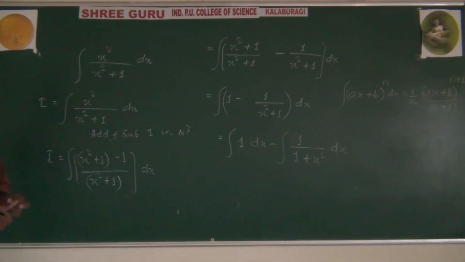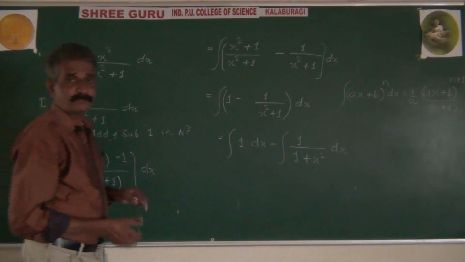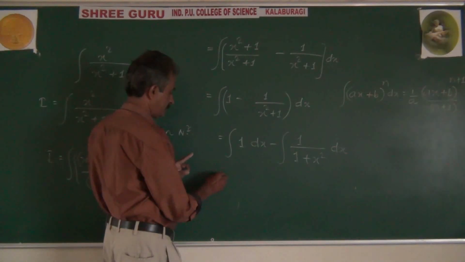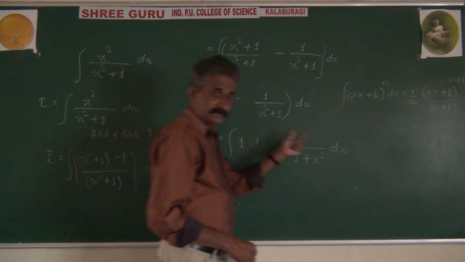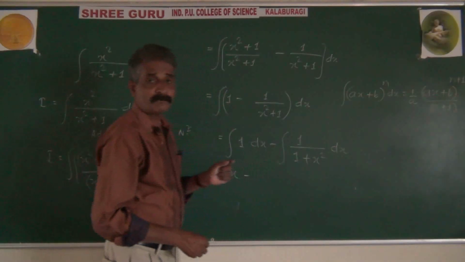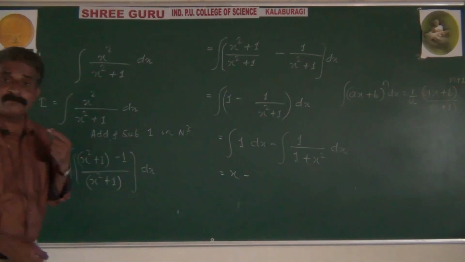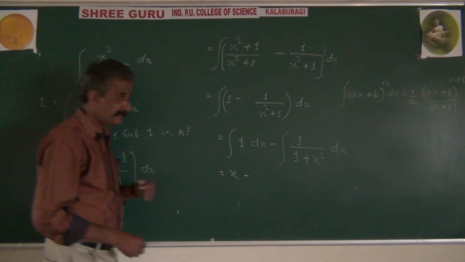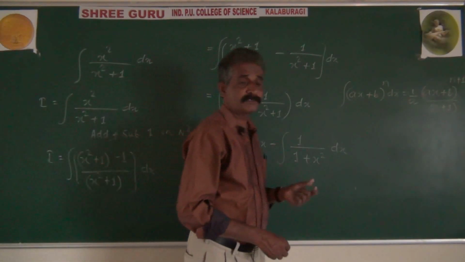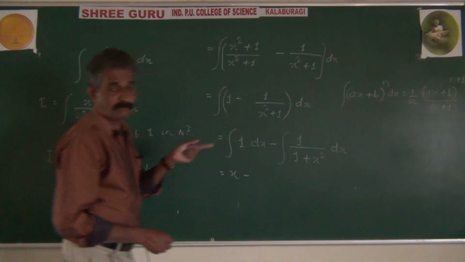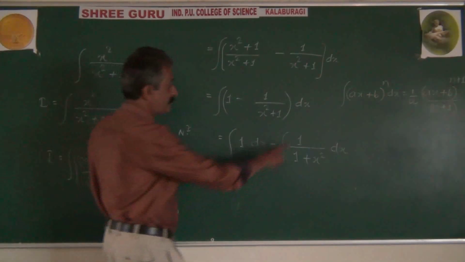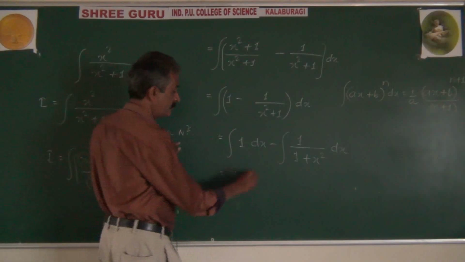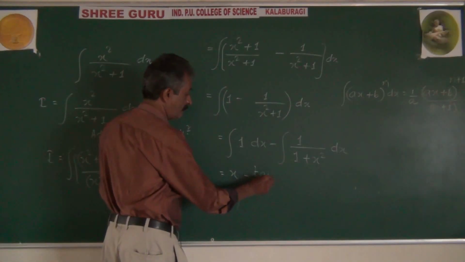Now see the list of formulas. What is integration of 1 dx? x. Here integration of 1 by 1 plus x square will be tan inverse of x, because differentiation of tan inverse x was 1 by 1 plus x square. Now reverse, integration of 1 by 1 plus x square will be tan inverse of x plus constant.